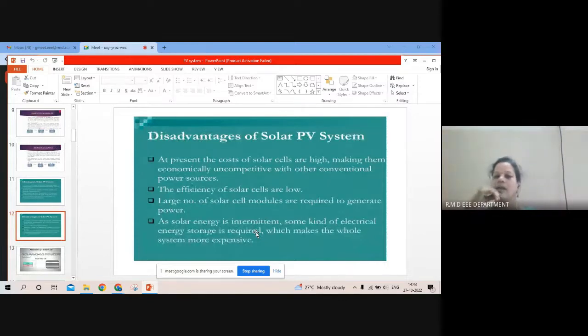As solar energy is intermittent, that is, it is available only during the daytime, in order to supply the load during the night time we need to go for storage devices, namely a battery, which makes the system more expensive.